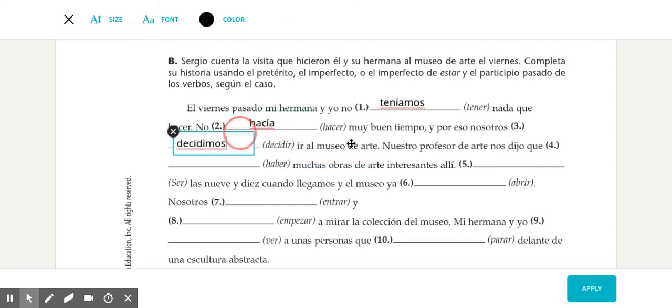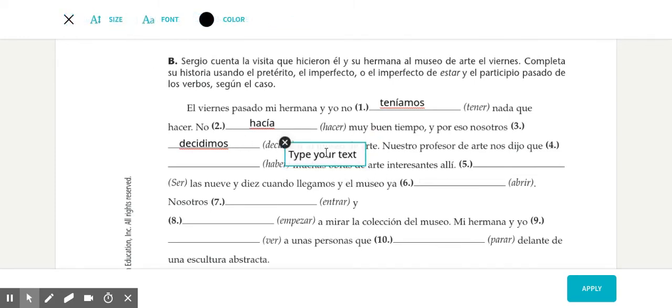Nosotros decidimos ir al Museo de Arte. We decided to go to the art museum. So they weren't in the process of deciding. They just decided, it's one event in the past and it completed in the past. Nuestro profesor de arte nos dijo que había muchas obras de arte interesantes ahí. So our art teacher told us that there were many interesting artworks there.